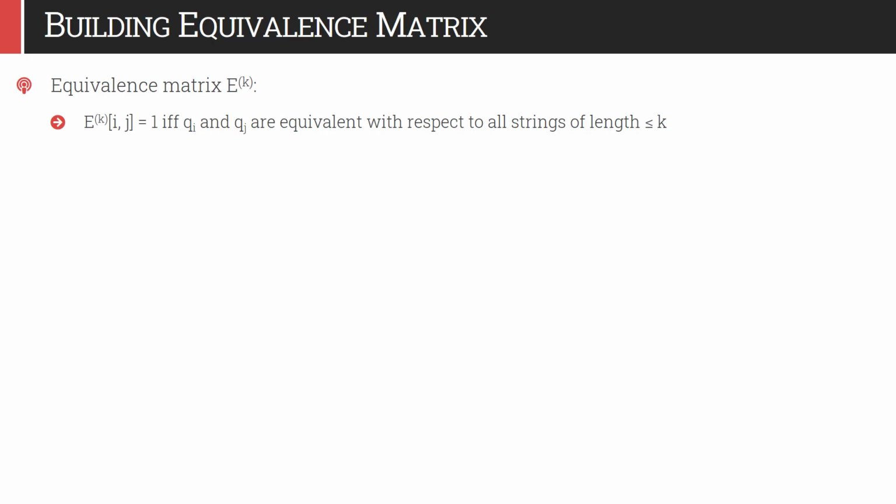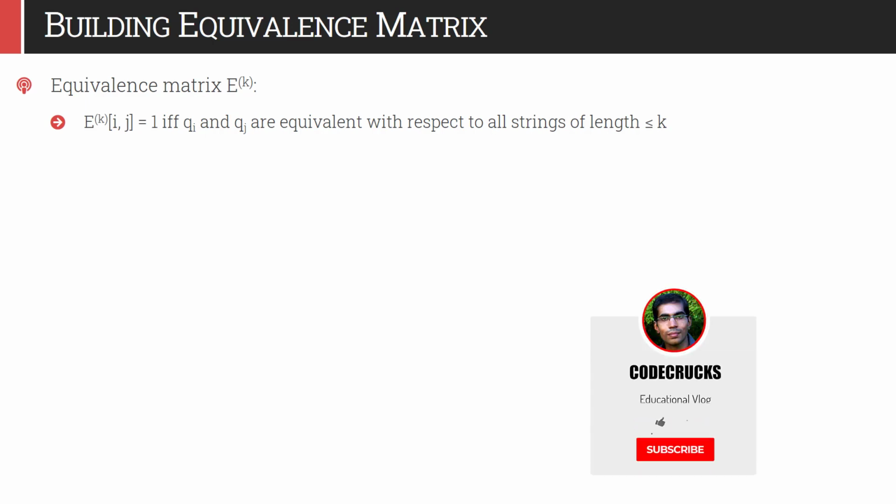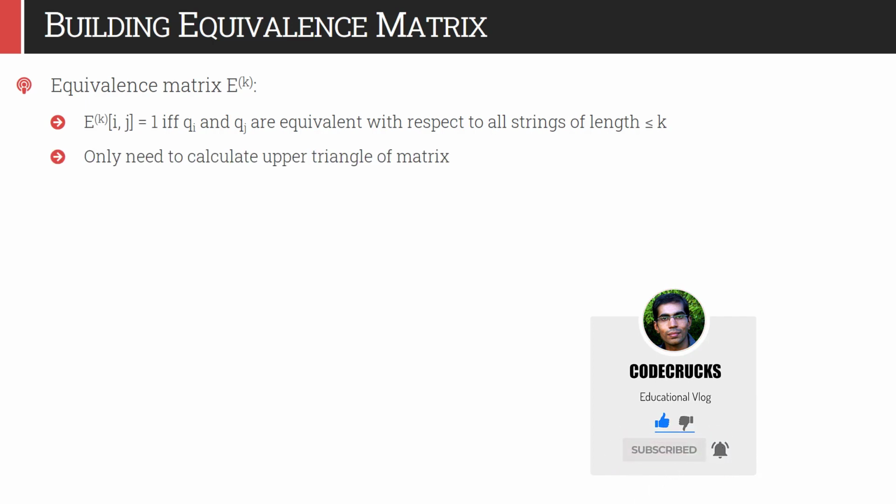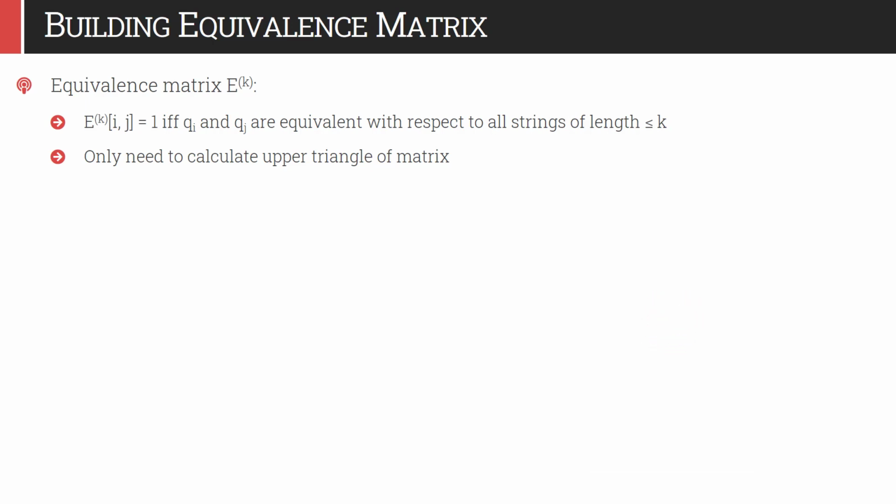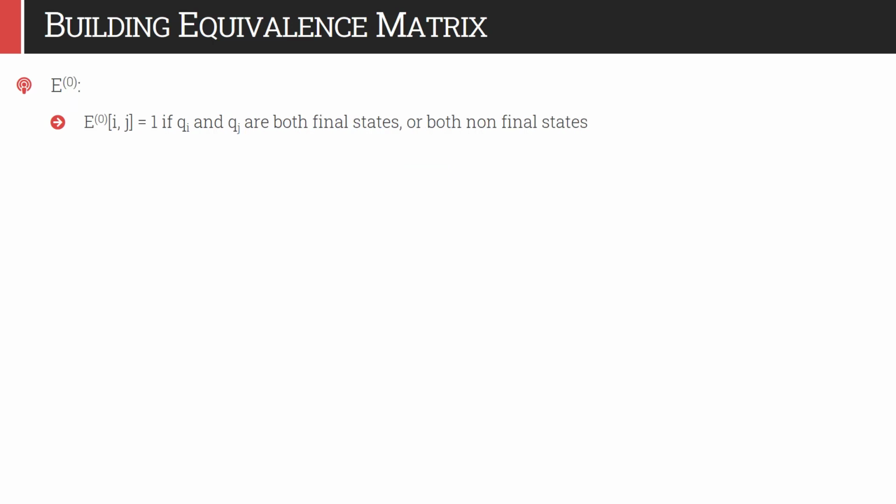So in any equivalence matrix E of k, we set the ith row and jth column as 1 if and only if qi and qj are equivalent with respect to all the strings of length less than or equal to k. We only need to calculate the upper triangle of the equivalence matrix because it is symmetric around the diagonal. Whatever elements we have in the upper triangle, the same are there in the lower triangle. So we will omit the computation of the lower triangle to reduce the complexity. Let us see how to construct this equivalence matrix.